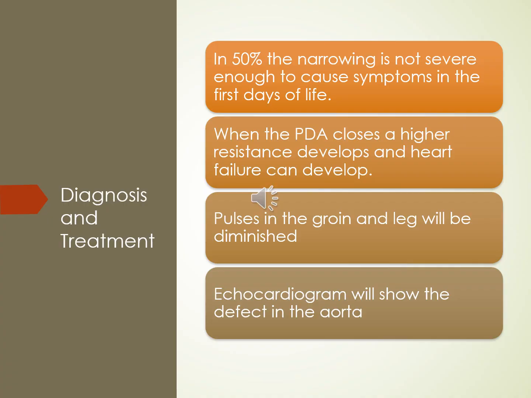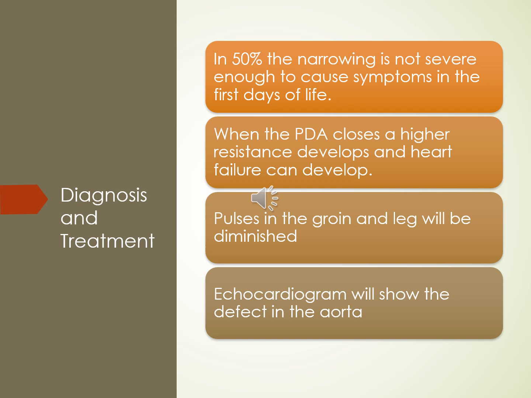So, how is this diagnosed and what do we do to treat it? So in 50%, the narrowing is not severe enough to cause symptoms in the first days of life. So when that patent ductus arteriosus closes, a higher resistance develops and heart failure can develop. So, more seen or found after that PDA closes. The pulses in the groin and legs will be diminished, and an echocardiogram is going to show that defect in the aorta.